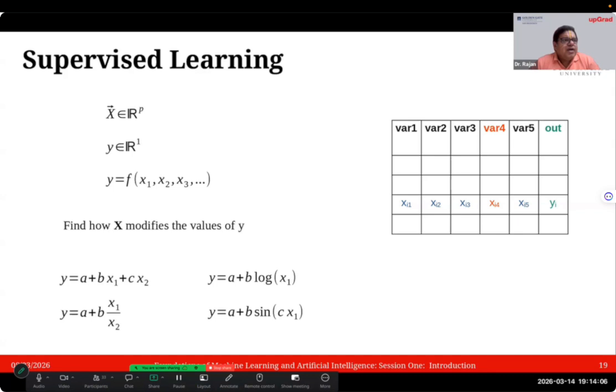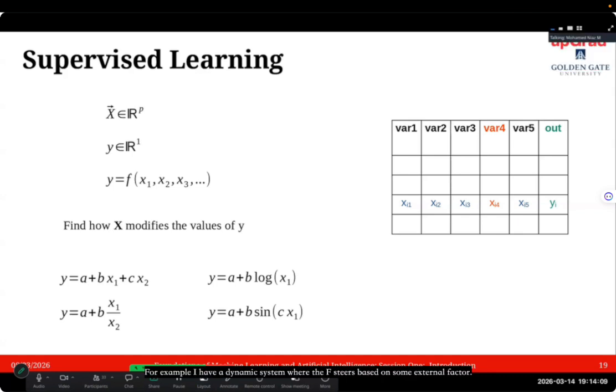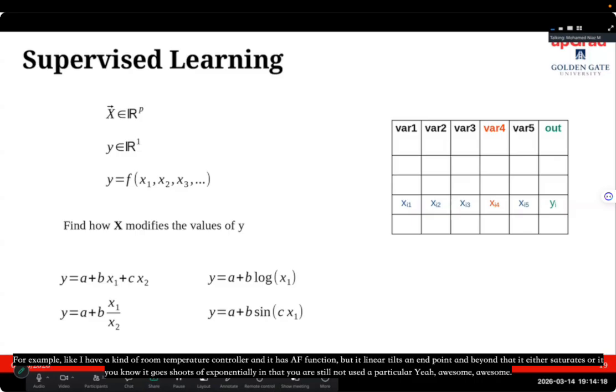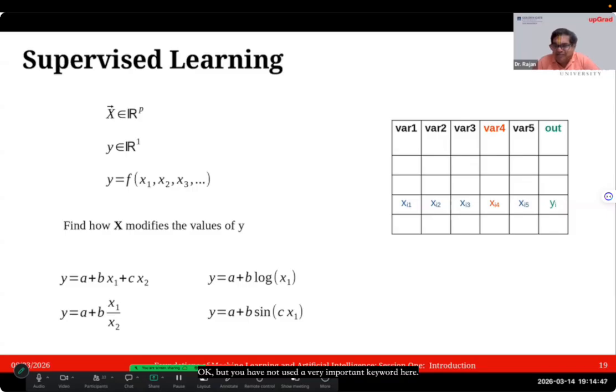Now, for example, I have a dynamic system where the F steers based on some external factor. For example, I have a kind of room temperature controller, and it has an F function, but it is linear till a certain point, and beyond that it either saturates or shoots up exponentially. In that, you have still not used a particular. Yeah, awesome. Okay, but you have not used a very important keyword here. Please go ahead.